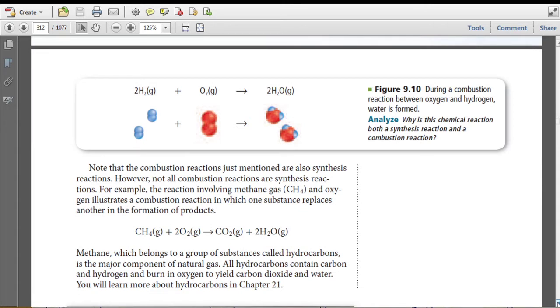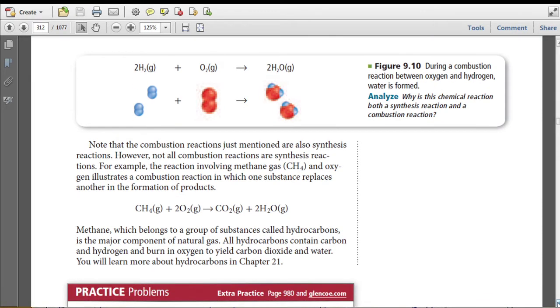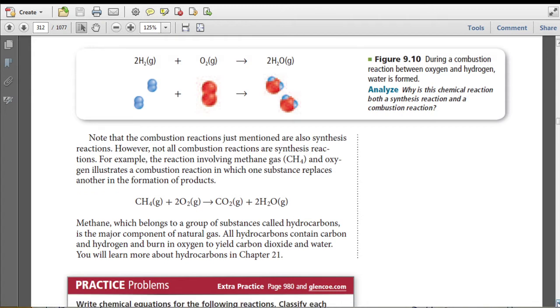Note that the combustion reactions just mentioned are also synthesis reactions. However, not all combustion reactions are synthesis reactions. For example, the reaction involving methane gas, CH4, and oxygen illustrates a combustion reaction in which one substance replaces the other in the formation of products. So methane plus oxygen gas gives us carbon dioxide and water.